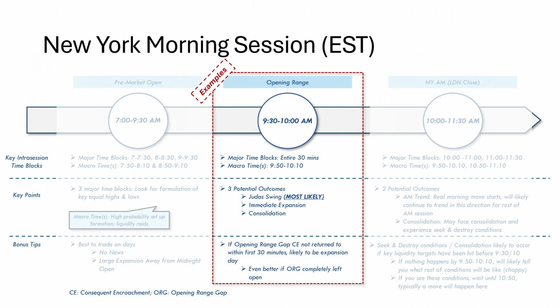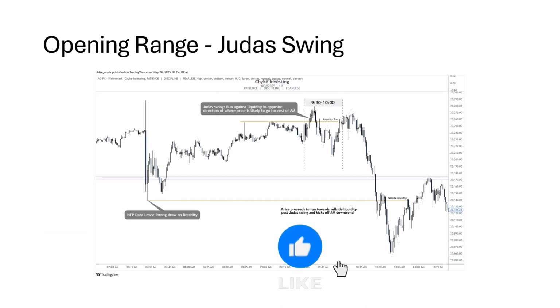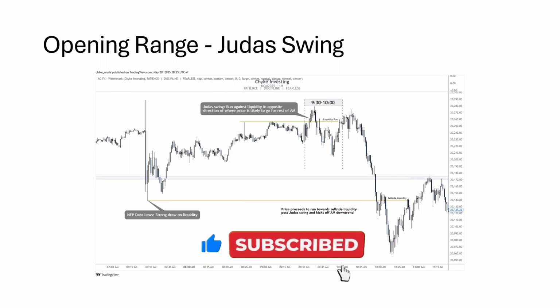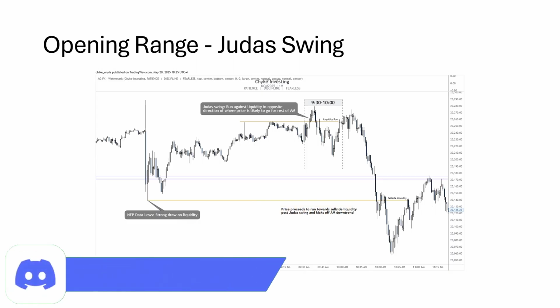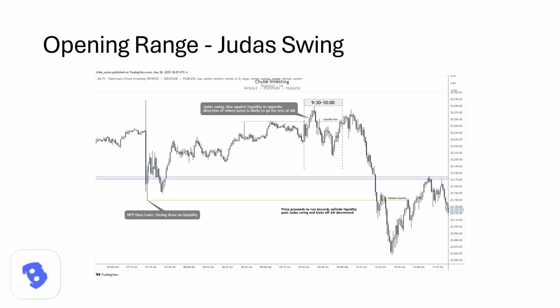All right, now time for the opening range. During the opening range, as I mentioned before, you're likely to see what is called a Judas swing. A Judas swing is kind of like implied in the name, right? It's a betrayal. The move that happens first after 9:30 is not typically what will happen for the rest of the AM session. It can actually be a good indicator for what is likely to happen throughout the AM session.